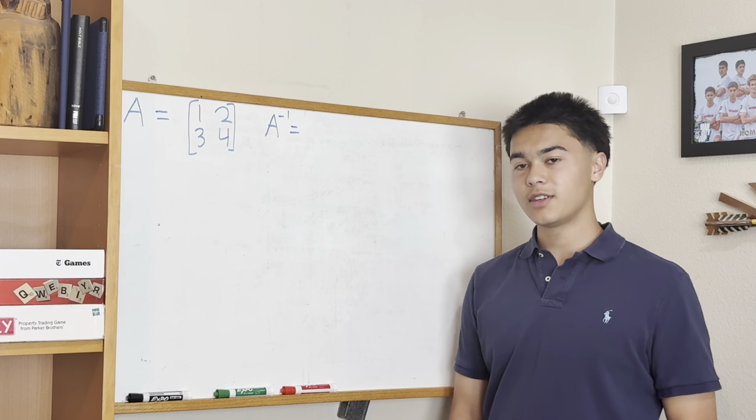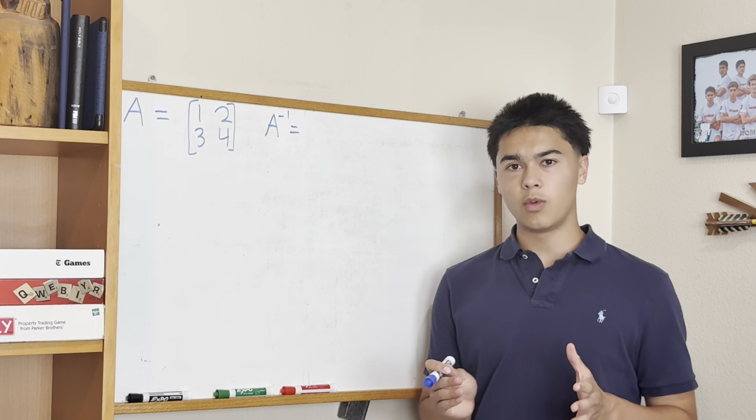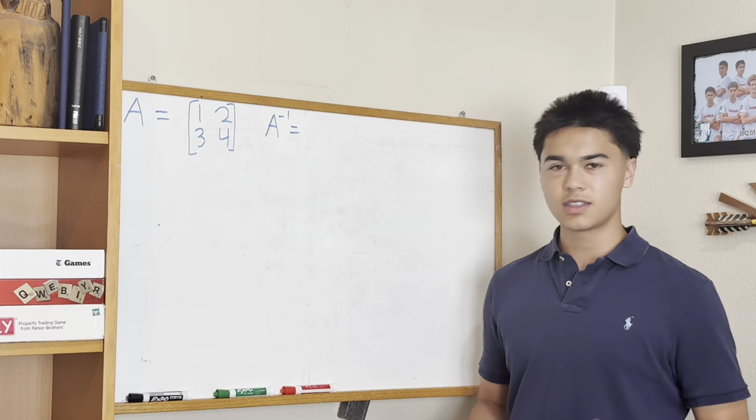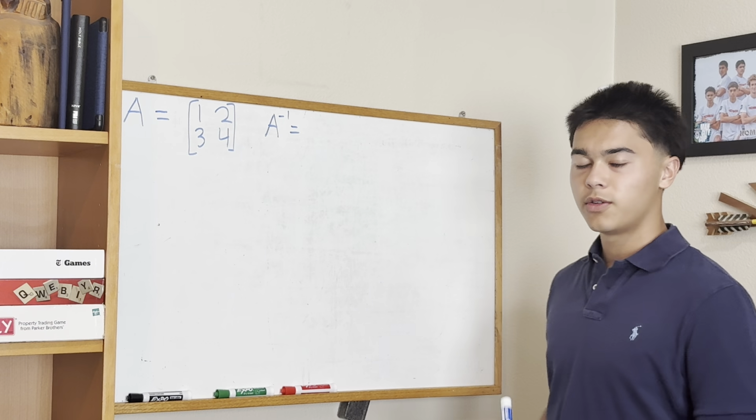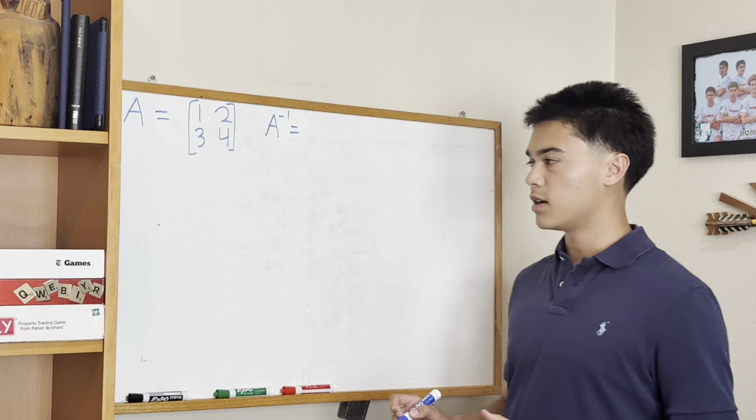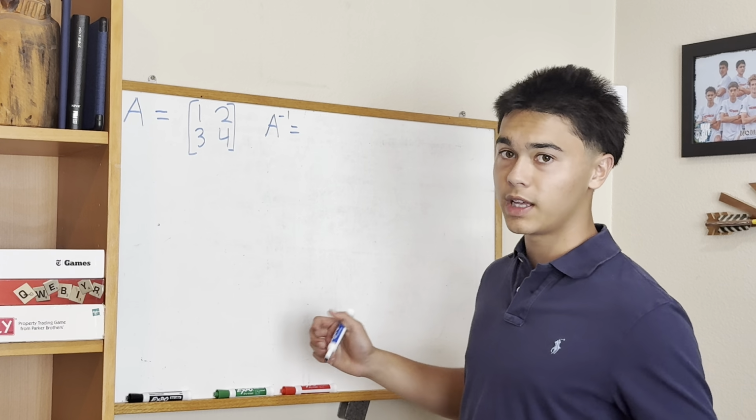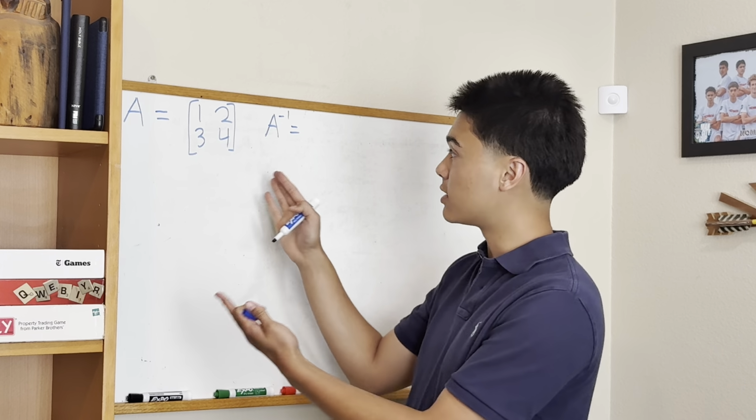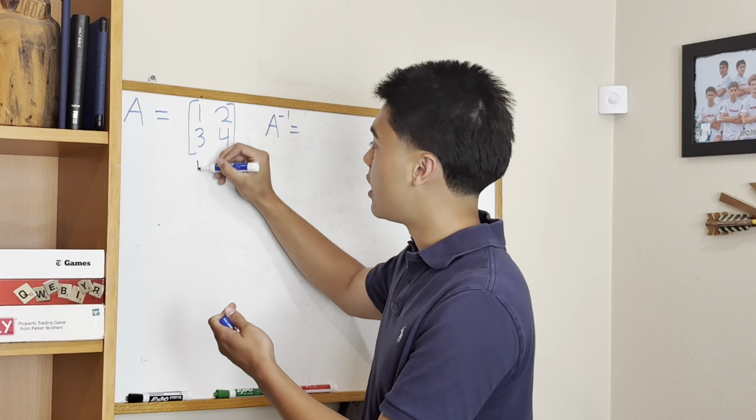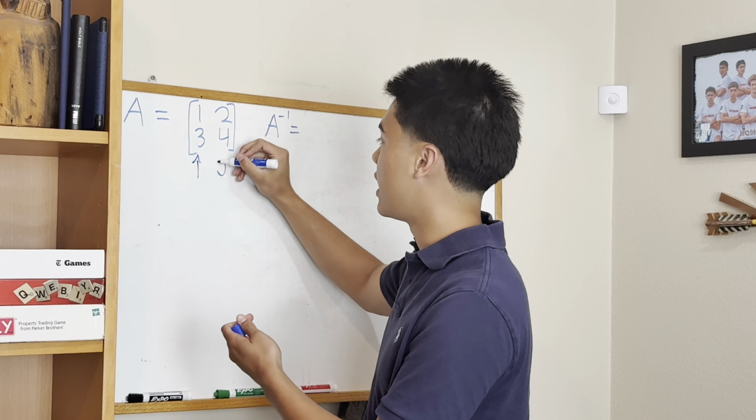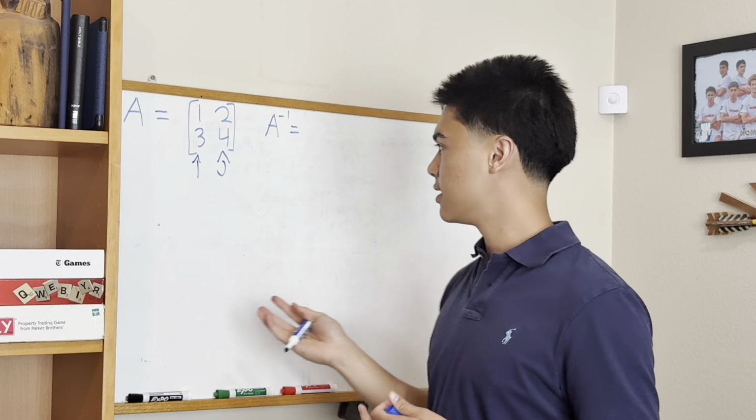I'm Nick Jester, and I will be explaining what is the inverse of a matrix and how do we find it. So first of all, if we think of matrices as linear transformations, we know that the columns of this matrix A tell us where i-hat and j-hat respectively land.